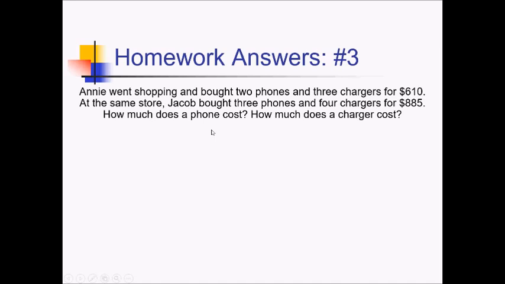So let's define variables for each of those things we're looking for. The cost of a phone, we will let P represent that, and then the cost of a charger will be C. Now we're going to set up 2 different equations based on each of these 2 shoppers' experiences. So we have Annie getting 2 phones and 3 chargers for $610. We can write that 2 times the price of a phone, so the value of all the phones, we'll write 2p, plus the value of the 3 chargers, that's 3 times the price per charger of C. That should all add up to the $610 that Annie paid at the store.